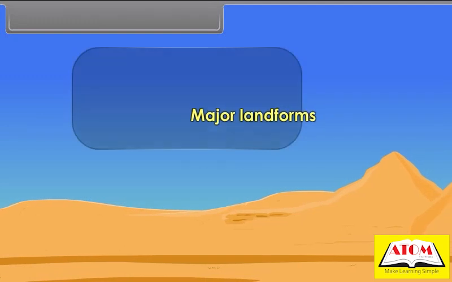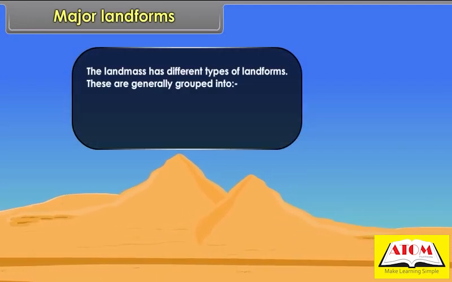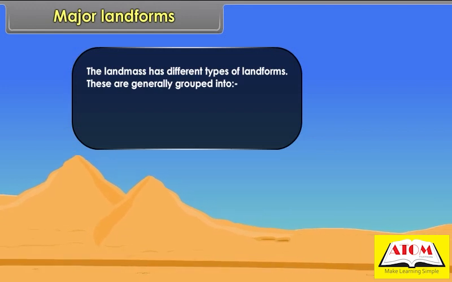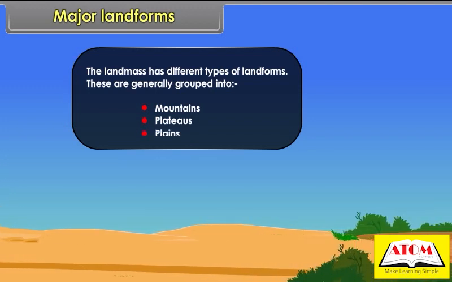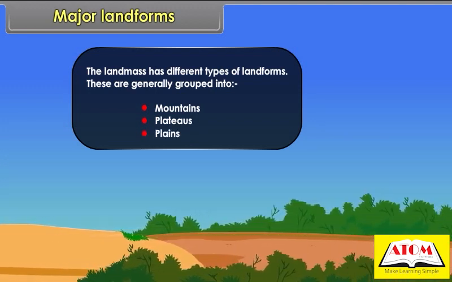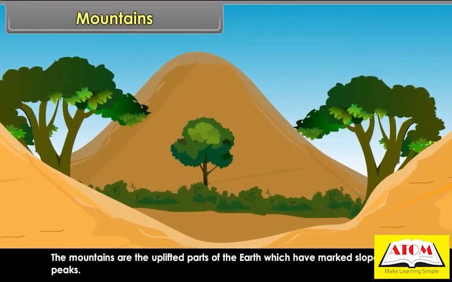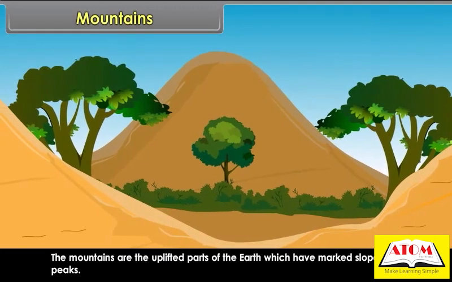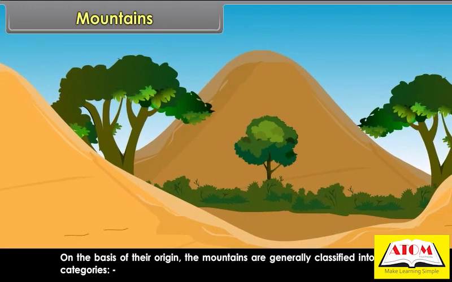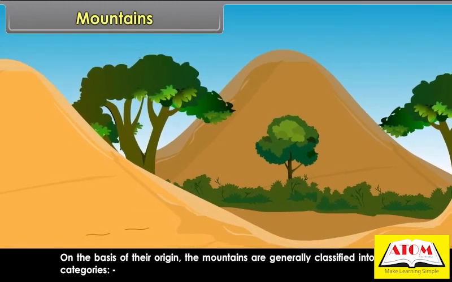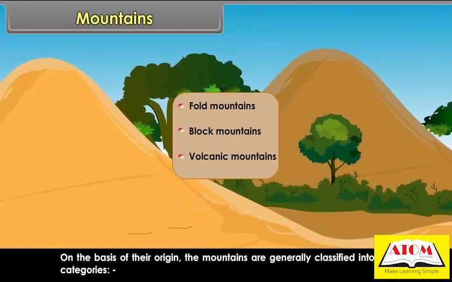Major landforms. The landmass has different types of landforms. These are generally grouped into mountains, plateaus, plains. Mountains. The mountains are the uplifted parts of the earth which have marked slopes and peaks. On the basis of their origin, the mountains are generally classified into 4 categories: the fold mountains, block mountains, volcanic mountains.